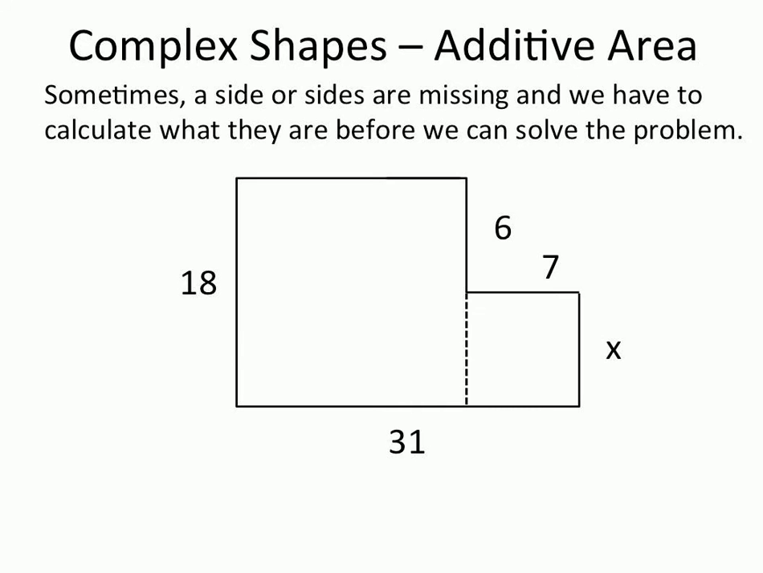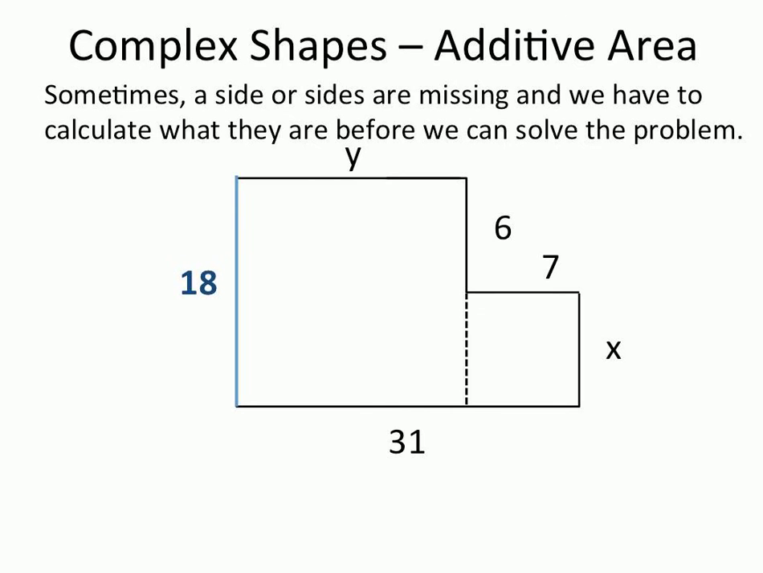But I don't have a height for the triangle over on the right, nor do I have a base for the triangle on the left. So I need to calculate the values of x and y before I can calculate their areas and add them together. Let's see how to do that.